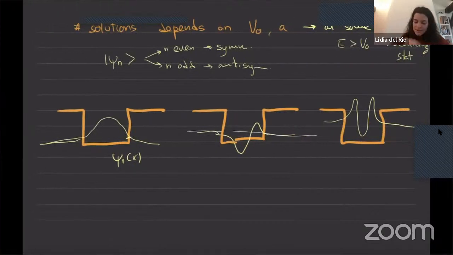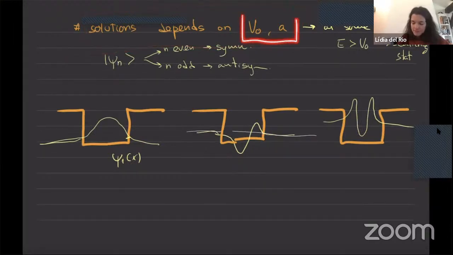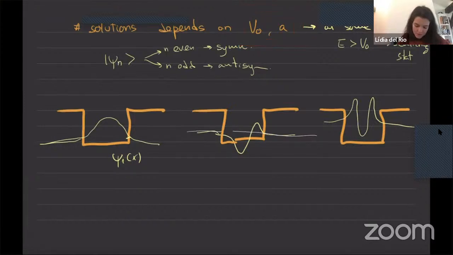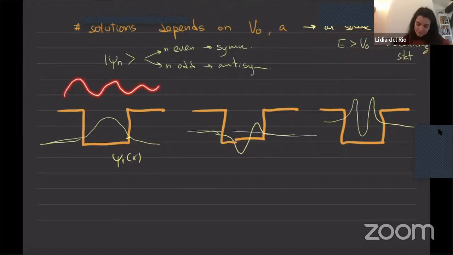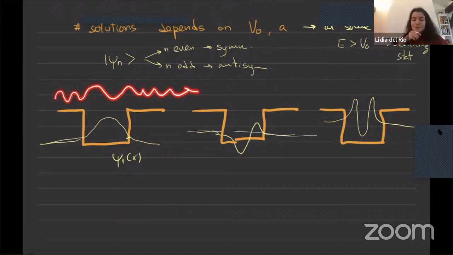Okay. The number of solutions depends on what? Well, it will depend on the factors of the problem, so on V0, which is the height of the potential, and a, which is the length of the box. Because for energy larger than this, we're again in the scattering states, then all energies are possible, and you just have these waves going one way or the other, but then you have again a continuous spectrum.